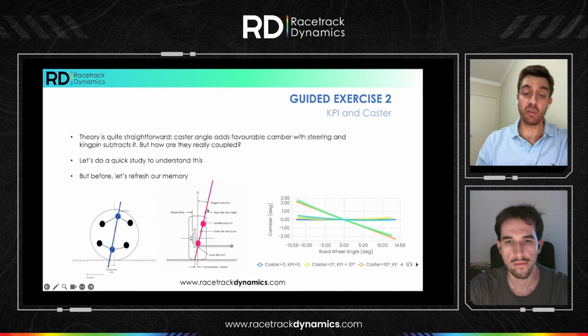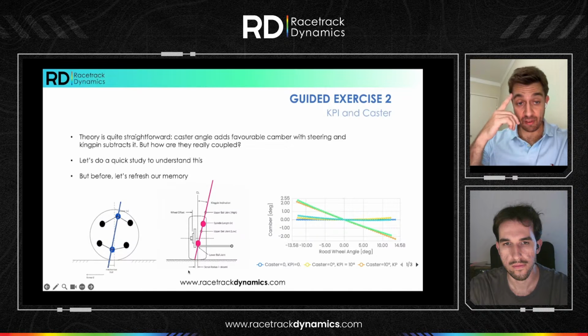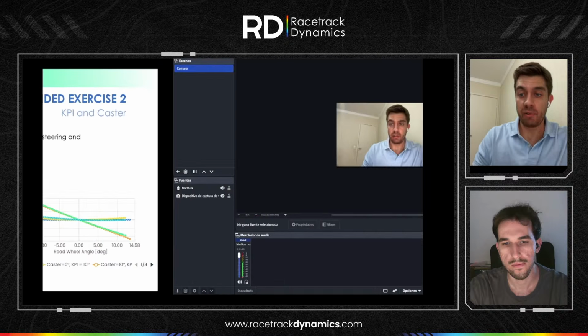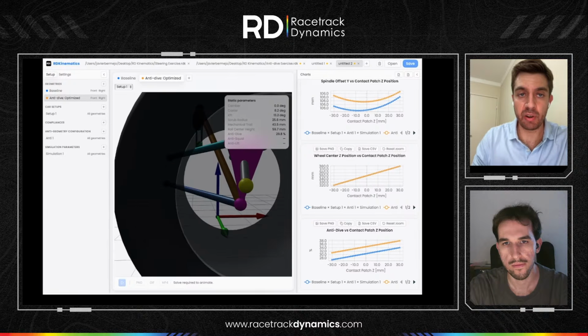And this in pink here is the same steering axis, but as this axis is three-dimensional, we're looking at it from the side view and from the front view. Front view, it is the kingpin inclination angle. Side view, it is the caster angle. Both are adding or subtracting camber angle as we steer, which is desired and undesired for vehicle performance. So let's see which one is stronger. Let's see which one has more authority.